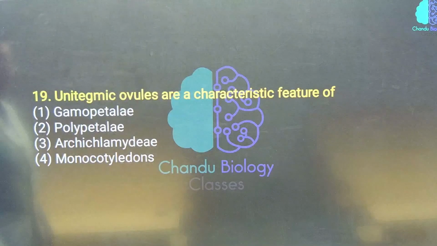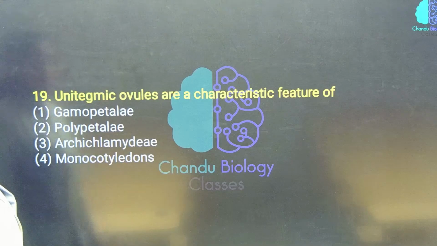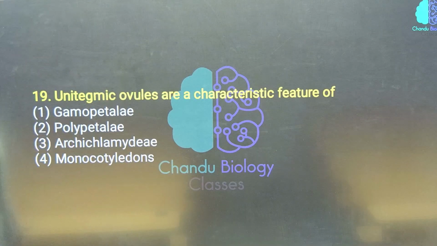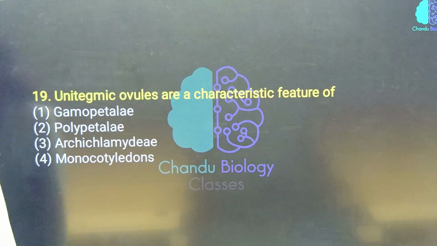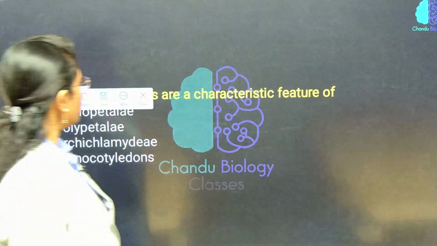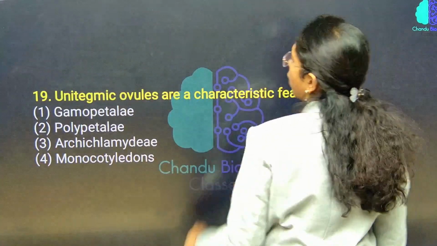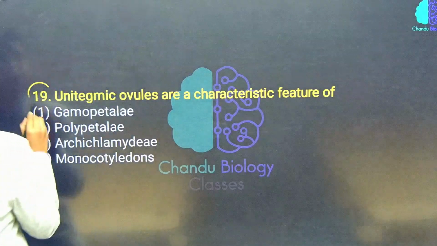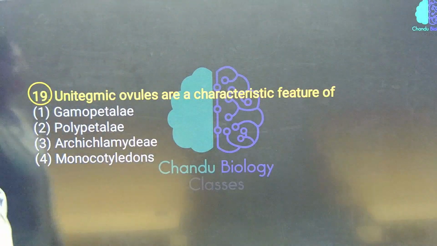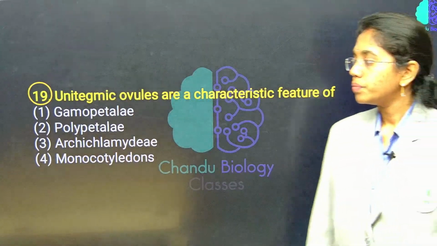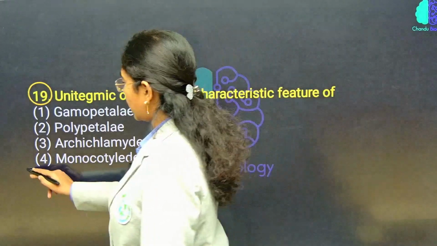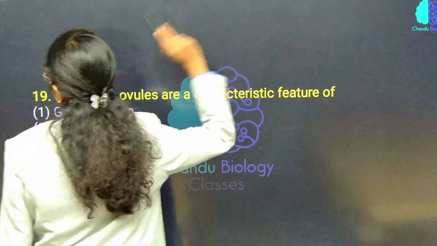Next question. I told you about unitegmic, bitegmic and ategmic ovules. Unitegmic ovules are characteristic features of what plants? You can see unitegmic ovules mostly in the monocots, bitegmic in the dicots.